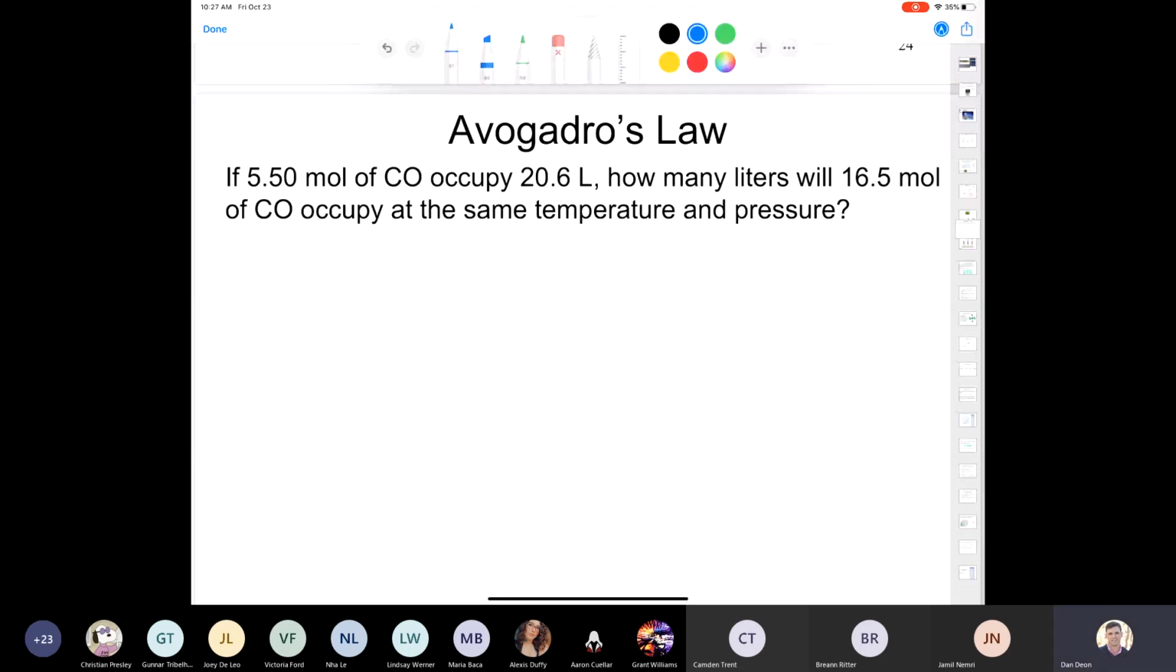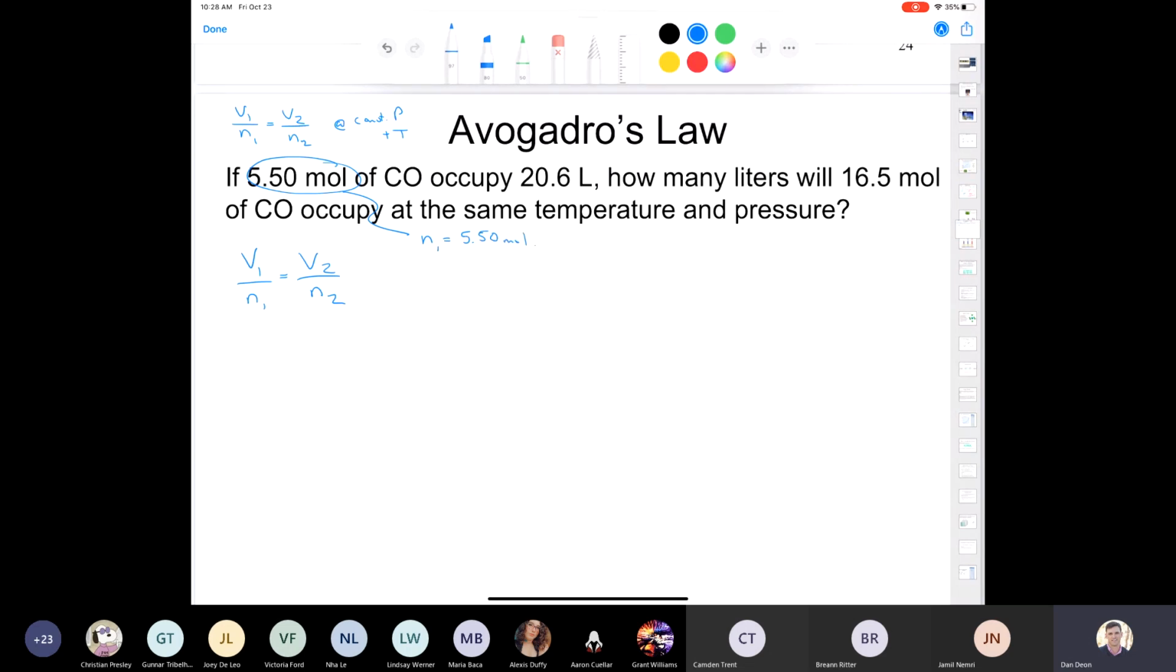Again, Avogadro's law is V1 over N1 is equal to V2 over N2 at constant P and T. If we have 5.50 moles of carbon monoxide and it occupies 20.6 liters, how many liters will 16.5 moles of carbon monoxide occupy at the same temperature and pressure? Let's start by writing down our formula. V1 over N1 is equal to V2 over N2. What are we given? We're starting with this many moles. That's going to be equal to our N1, 5.50 moles.